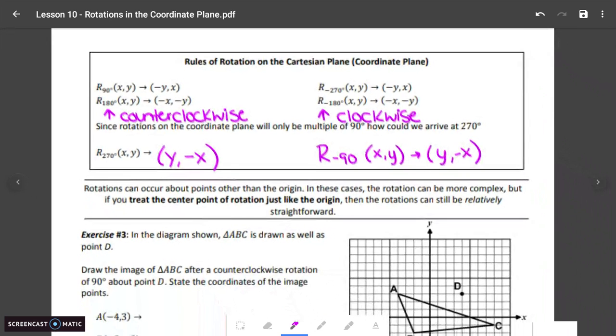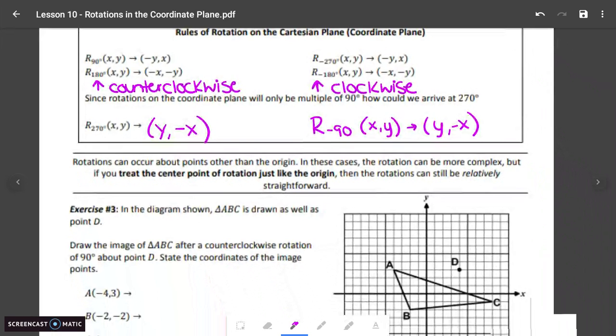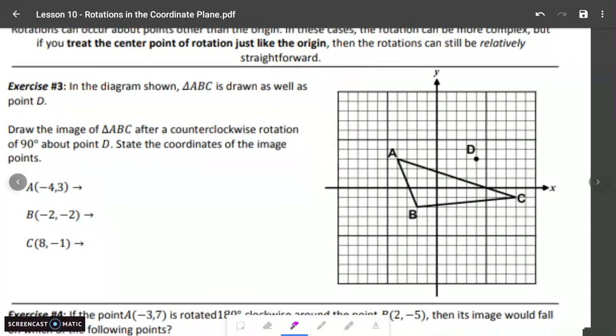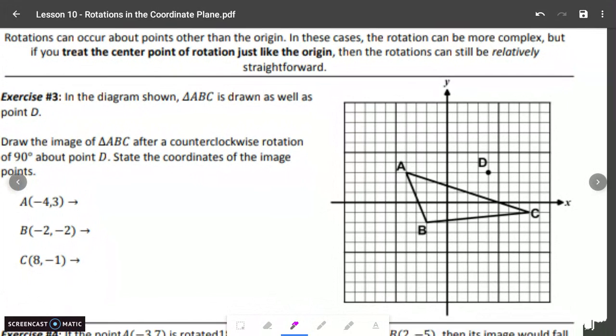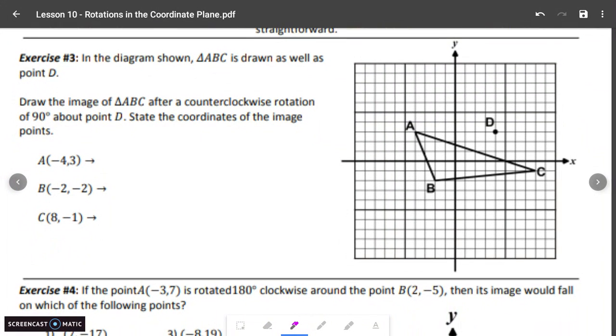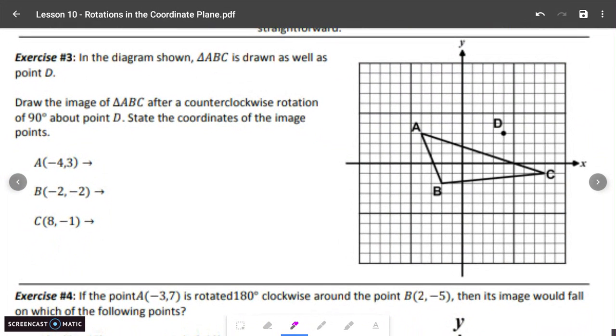Now, there is one other scenario that can happen. We've always really rotated around the origin, but we could rotate around another point. And that's what we're going to see here in exercise D. In the diagram shown, we have ABC and point D. We want to draw the image of triangle ABC after a counterclockwise rotation of 90 degrees about point D. So this is the first time we're not using the origin as our point.